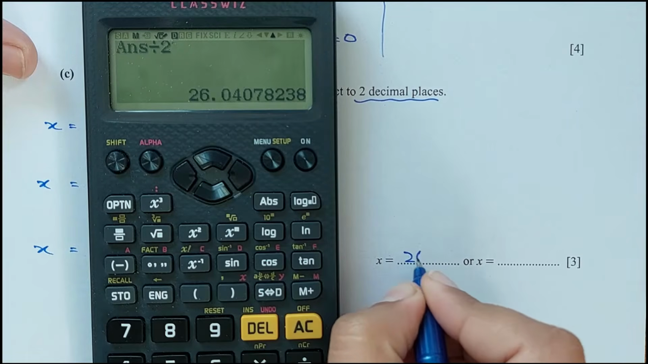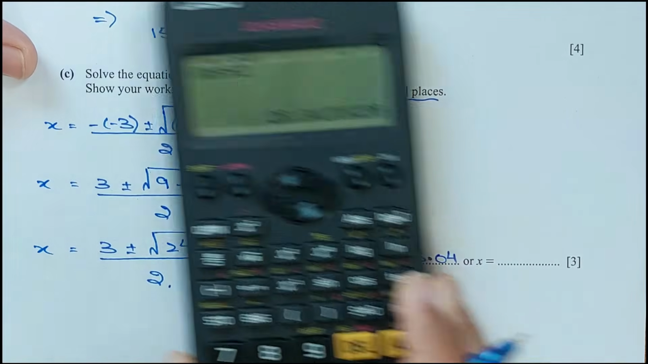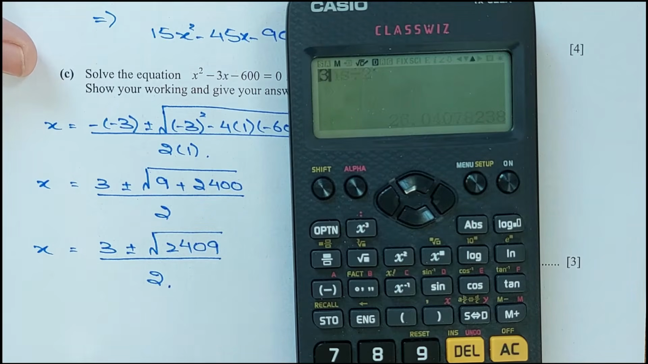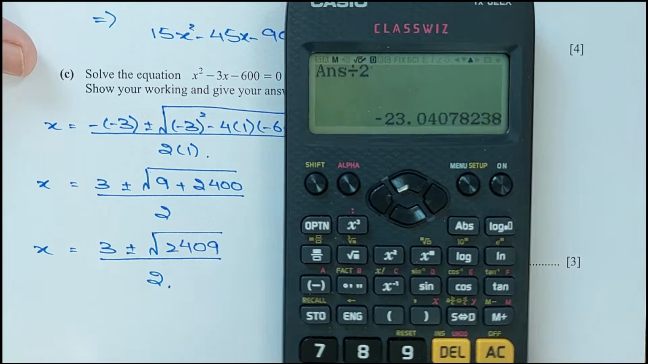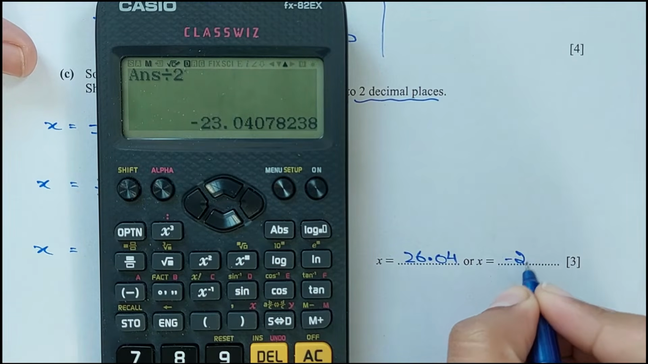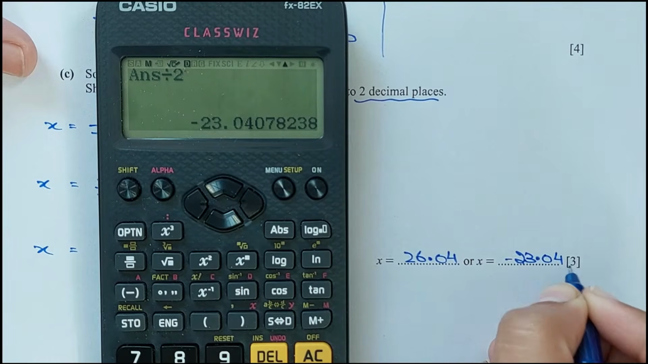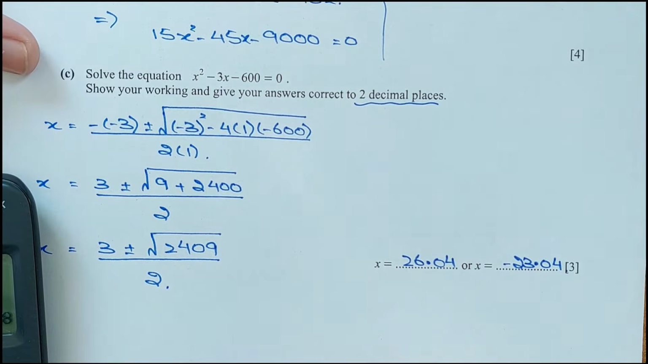The first answer is 26.04, and the second answer is 3 minus the square root of 2409, divided by 2, which is negative 23.04, up to 2 decimal places. So these are the two solutions.